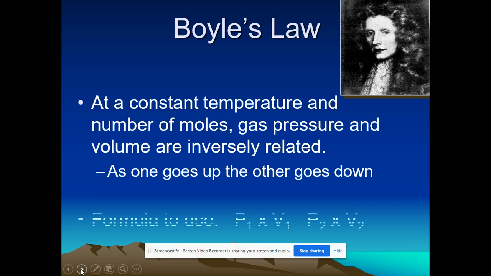Okay, so the first law we're going to be going over is Boyle's Law. And this is only true at constant temperature and a constant number of moles. So that means the amount of gas cannot change for this law to be true. What we see with Boyle's law is that the gas pressure and volume are inversely related, which simply means as one goes up, the other one goes down. So the formula that we're going to be using for this law is P1 times V1 is equal to P2 times V2.